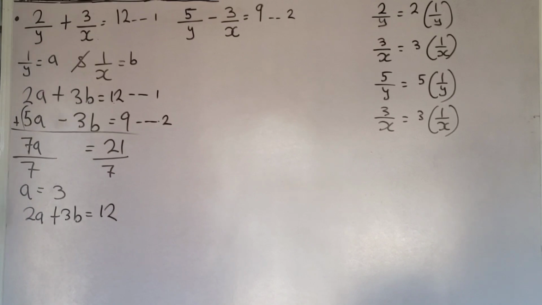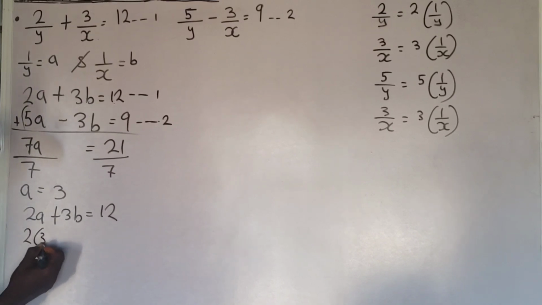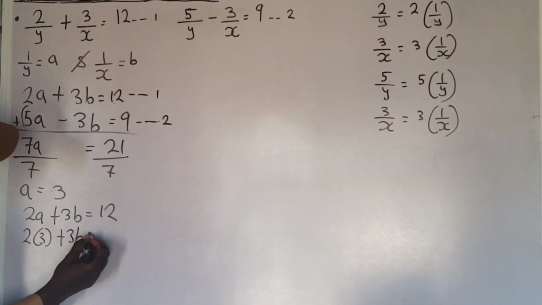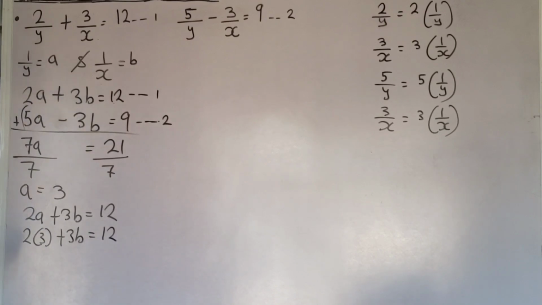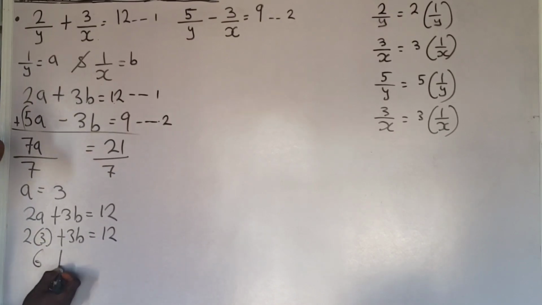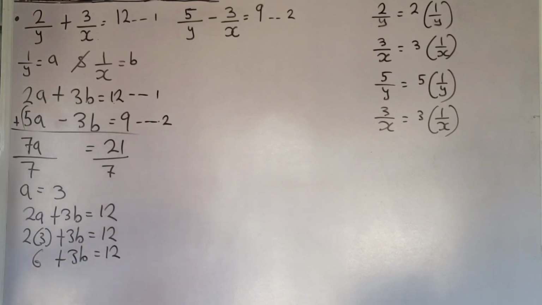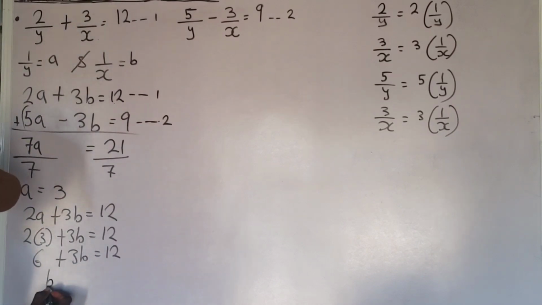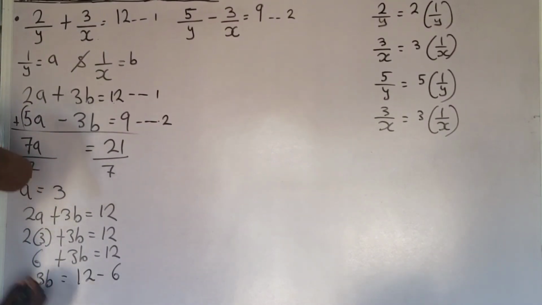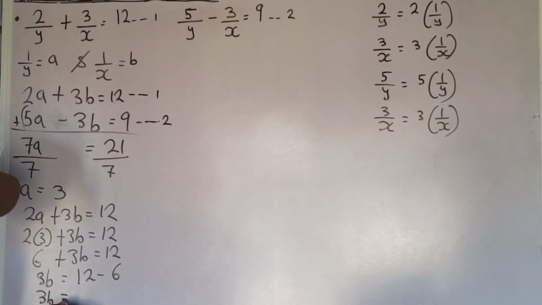Now, when a is equals to 3, I'm going to have 2 into bracket 3 plus 3b is equals to 12. 2 multiplied by 3 is what? 6. So I'm going to have 6 plus 3b is equals to 12. Now, take 6 to the other side of the equation. That will be what? 12 minus 6. So I'm going to have 3b is equals to 12 minus 6. Okay, that means I'm going to have 3b is equals to 6.